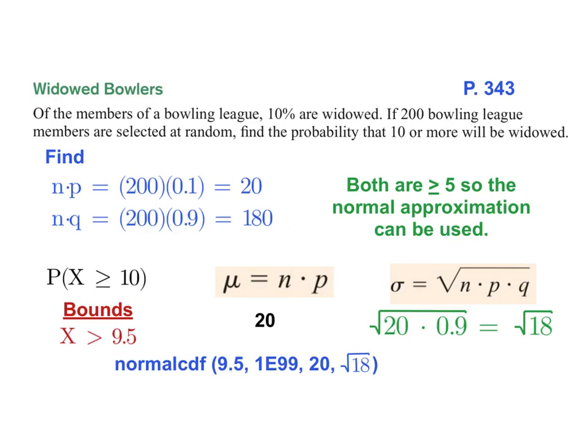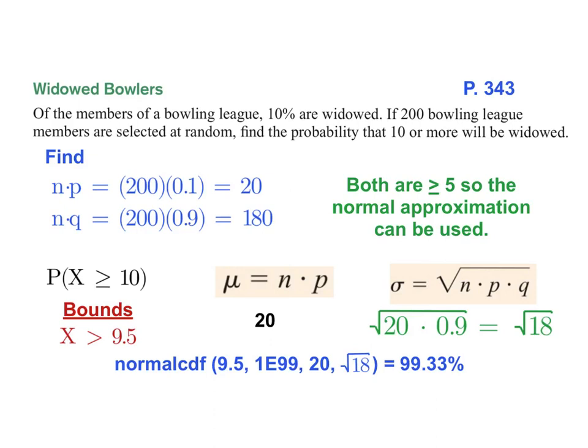So here's what you should have gotten: 99.33%. Let's think about whether that makes any sense. That's obviously almost guaranteed, right? That 10 or more are going to be widows in this bowling league of 200. That sounds good.